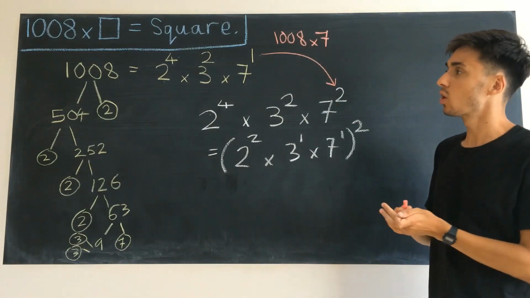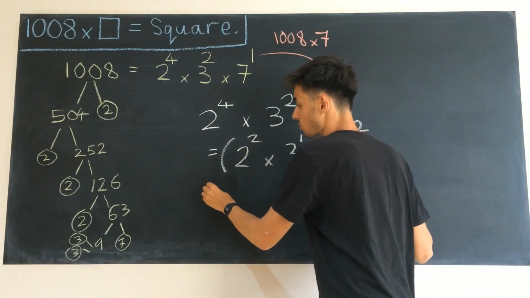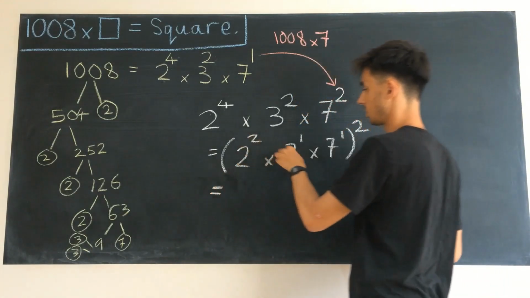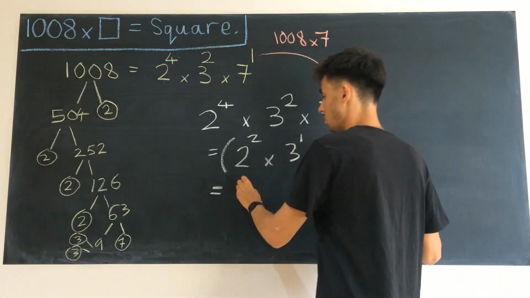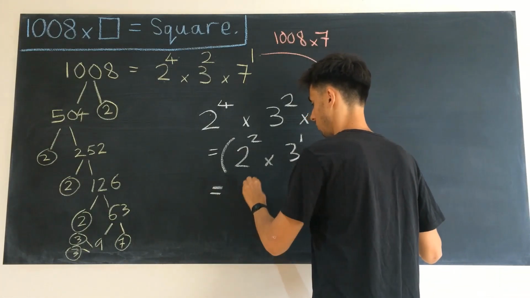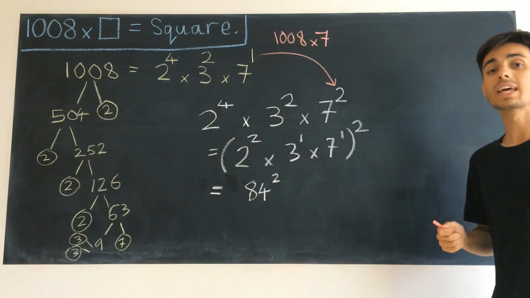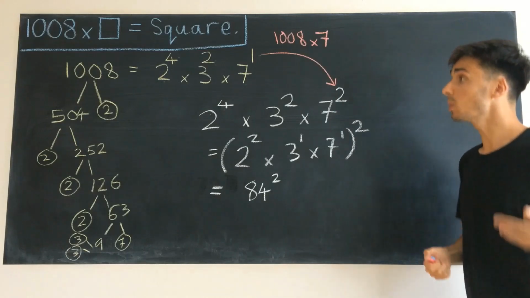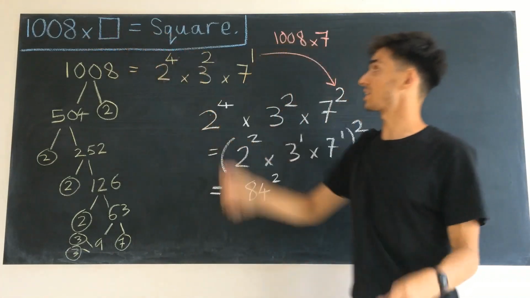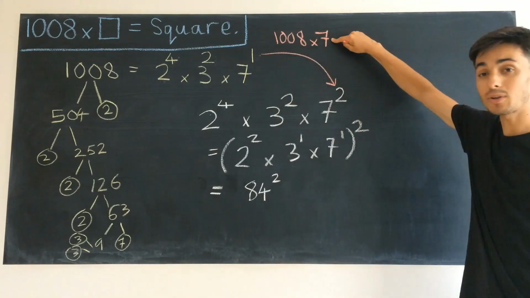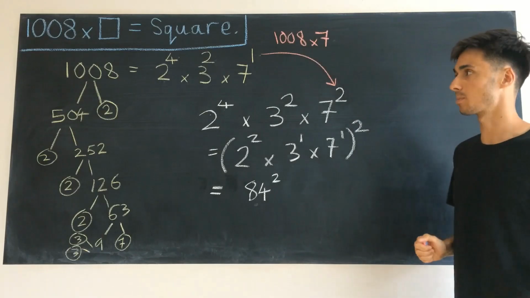Just considering then, well, what actually is this number? Well, 2 to the power of 2 is 4, times 3 would be 12, times 7 would be 84. So what we've got here is 84 squared. In other words, the smallest number that we need to times 1008 by to get a square number is 7, and when we do that, the answer is 84 squared.